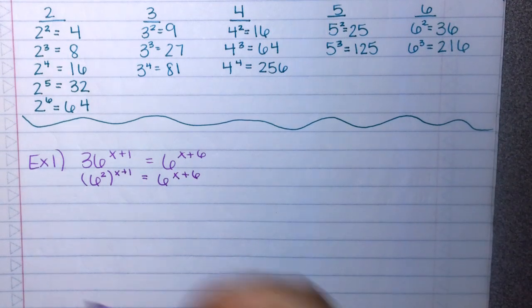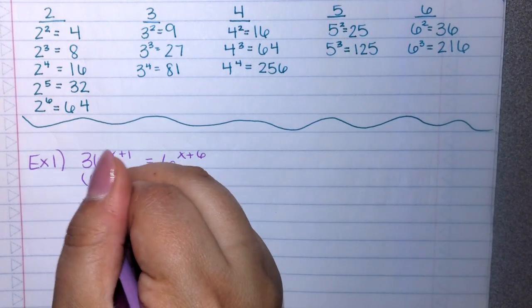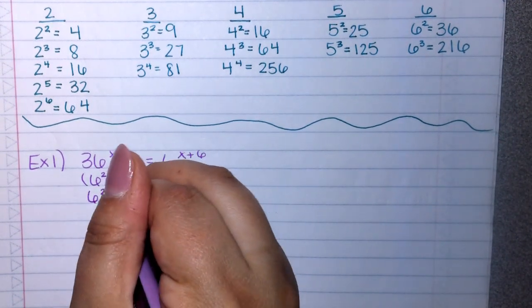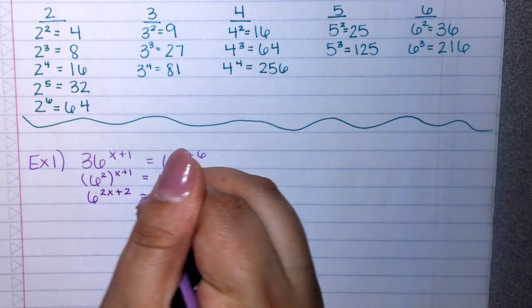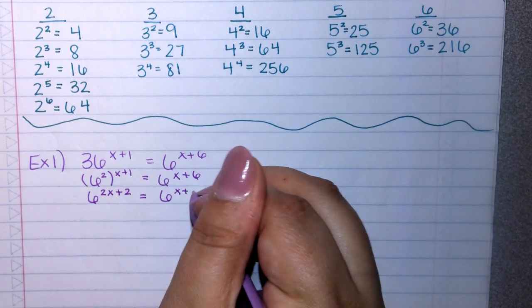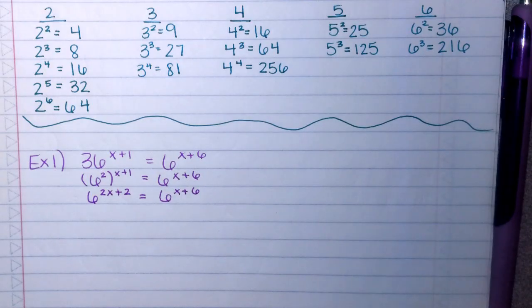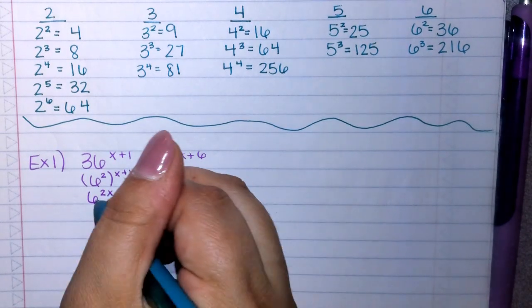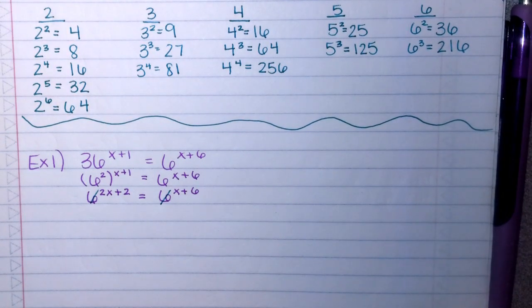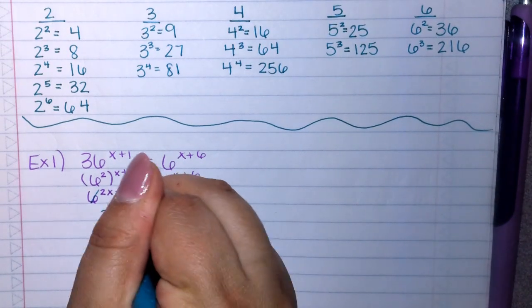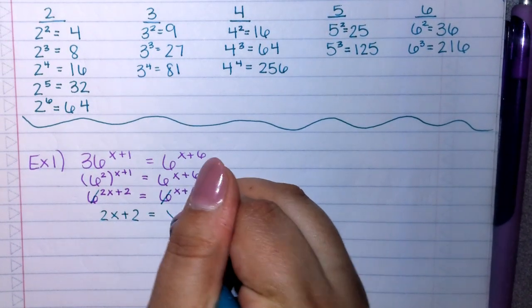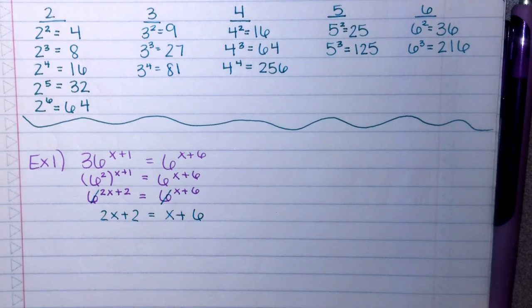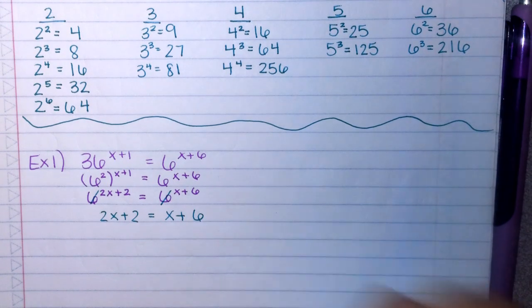And yeah, just a second. And then what am I going to do? What can I do now? I can distribute that 2, so it's going to be 6 to the 2x plus 2 equals 6 to the x plus 6. What can happen? The bases can cancel out, and what am I left with? Do y'all agree we're back to 7th grade algebra? Solve it. Yeah. Question?